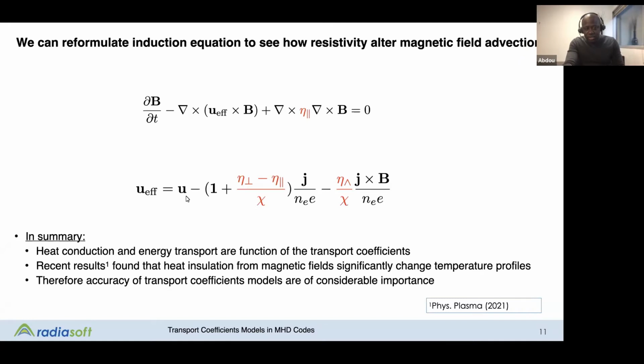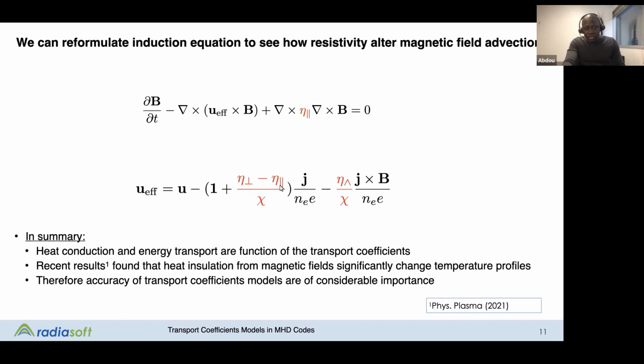So you can write it in terms of the fluid velocity, and then you have the current, and then you have the J cross B term. What I want to show you here is what happens when you neglect these three different terms, the terms in red. So you don't have this J cross B, and you just go back to having the fluid being advected with the normal fluid velocity. And so that would be the ideal MHD.